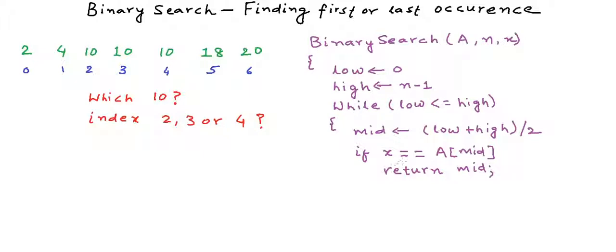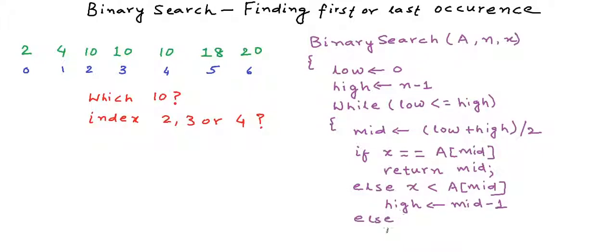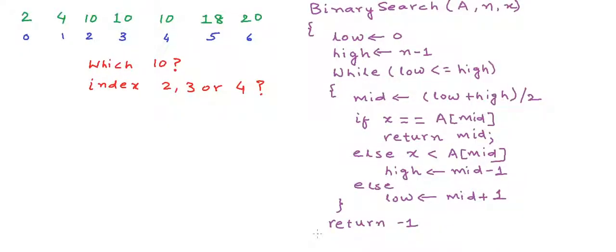So we are exiting as soon as we find any occurrence of x, not necessarily the first or the last occurrence, but any occurrence. If x is less than the mid element, we adjust high to mid minus 1 to say that x is now probable to lie before the mid element, and the third and default condition is when x is greater than the mid element. So in this case we adjust low to mid plus 1. And if we come out of this while loop without finding x, then we return minus 1 to say that we could not find x in the array.